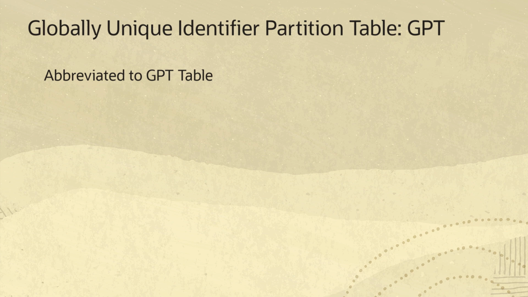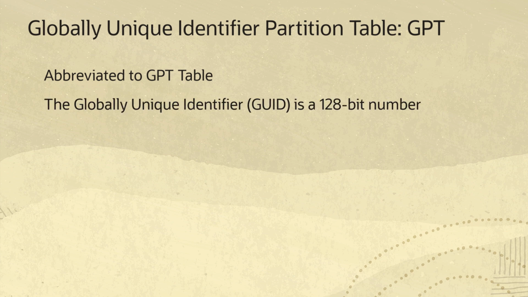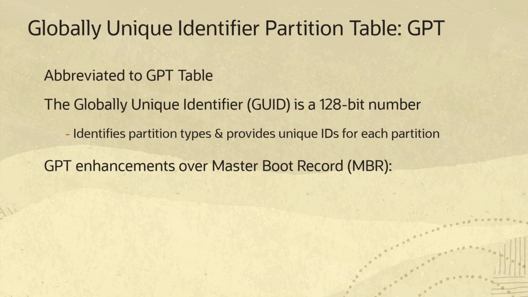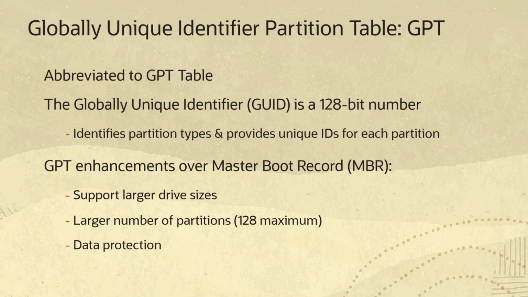We mentioned the globally unique identifier, or GUID partition table, abbreviated GPT. GPT is the type of partition table required by UEFI. In GPT, GUIDs are 128-bit numbers that identify partition types, provide unique IDs for every partition, and provide disk identifiers. GPT provides enhancements over master boot record, or MBR, such as larger drive sizes, more partitions, and data protection.